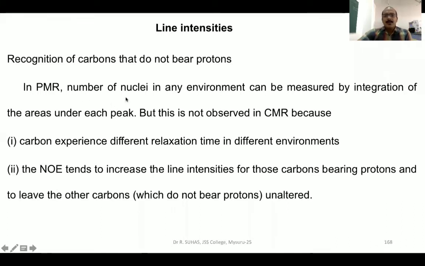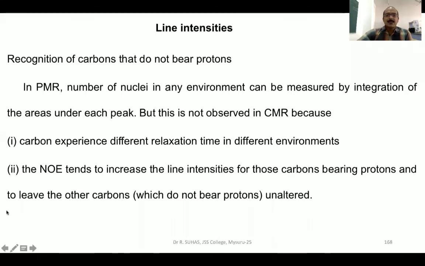In PMR, the number of nuclei in any environment can be measured by integration of the areas under each peak. But in CMR, as I told you already, integration is not possible or not observed. It is because of two reasons. One reason is that carbon experiences different relaxation times in different environments. For example, if the carbon has hydrogen, the relaxation time will be different; if the carbon does not have hydrogen, the relaxation time will be different. Because of the varying relaxation times, you cannot integrate CMR. That means you cannot count how many carbons are there in the molecule.